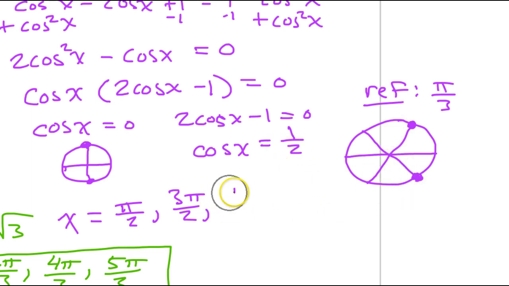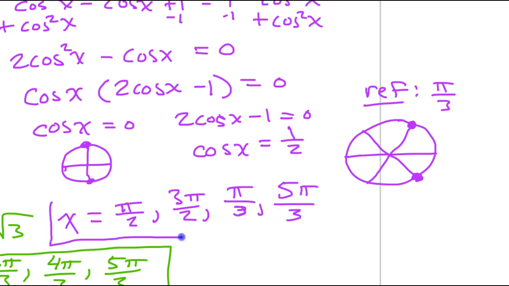So I will have pi over 3. That's the first one. But then the second one is 5 pi over 3. And then 5 pi over 3. All right, so this is the full list.